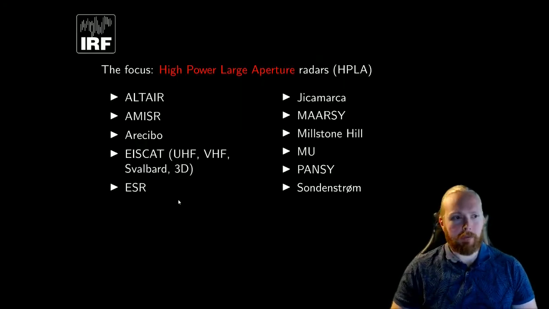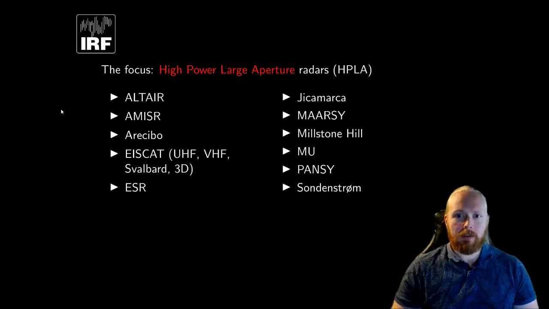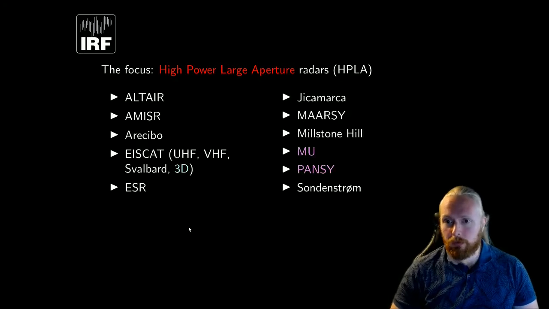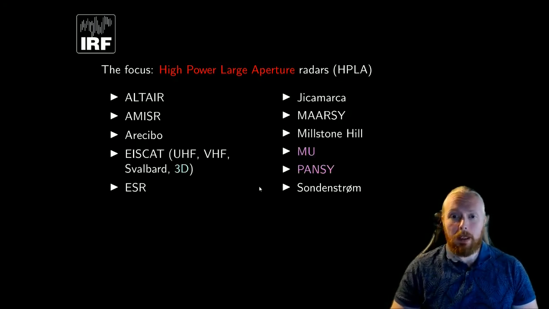Our focus has really been high-powered large aperture radars. Here is a list of some of the more important systems that have been used for meteor studies in the past. We have focused on the MU and the PANSY radar, where we apply the pipeline. We also hope to apply the open source version of this on EISCAT 3D in the future, which will be a very, very important instrument for meteor studies in the future. It's still under construction though.